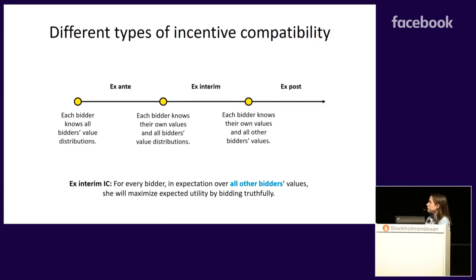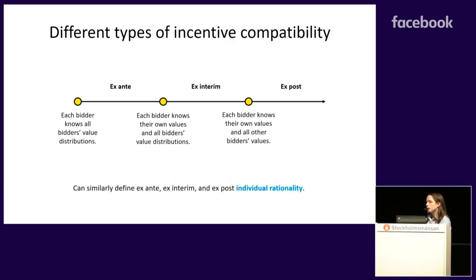Okay? And finally, we can move to the next step in the mechanism where I know my own value, and I know all the other bidders' values. And ex post incentive compatibility says that for every bidder, given all the other bidders' valuations and my own valuation, I'm still incentivized to bid truthfully. And as you can probably imagine, we can similarly define ex ante, ex interim, and ex post individual rationality, but I won't do that right now.